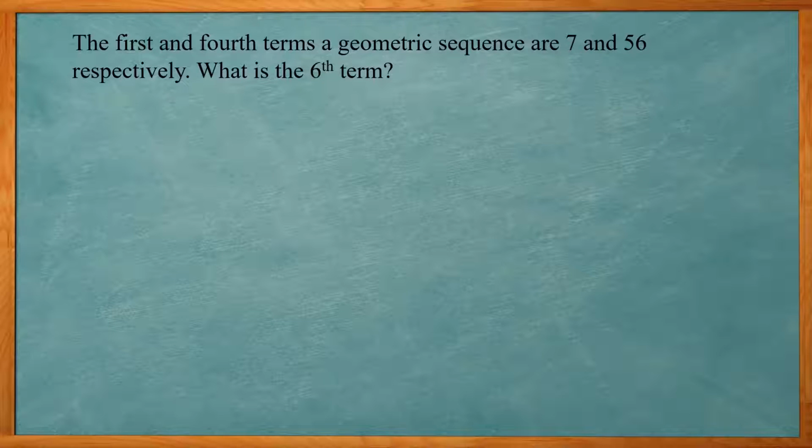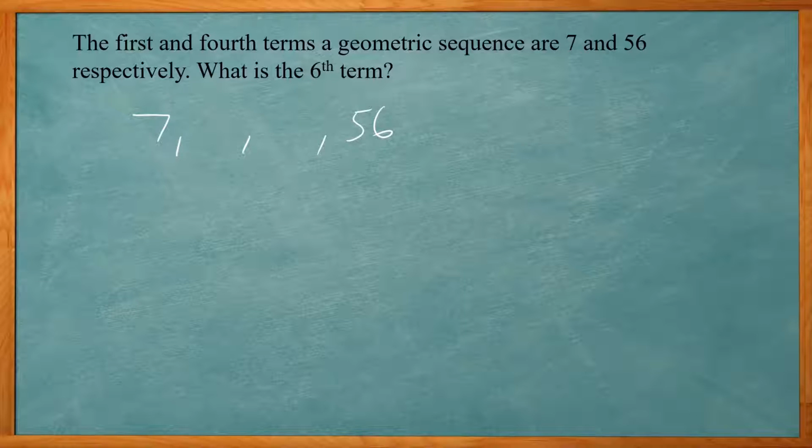So here's another example ACT problem. It says the first and fourth terms of a geometric sequence are 7 and 56 respectively. What is the sixth term? Alright, so this time they give us the first and the fourth. So we're missing the second and third one. But we want to find what the sixth term is. So again, we need to find a_1 and our common ratio.